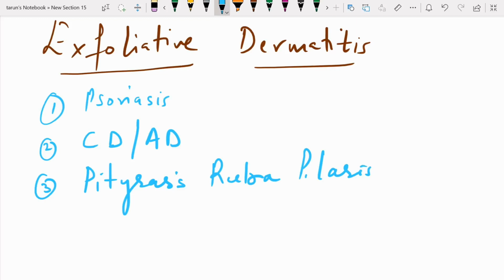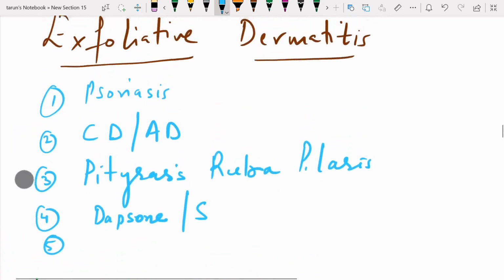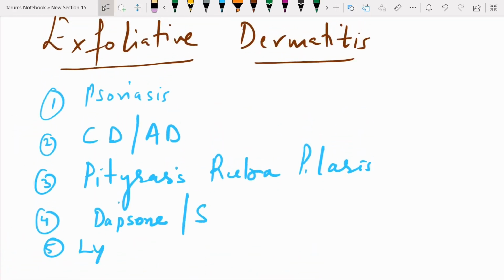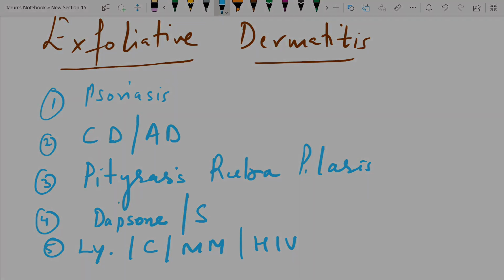Then there are certain other conditions: drugs like dapsone and sulfonamides can also cause it. Then some systemic illnesses like lymphomas can cause it, as well as carcinomas, multiple myeloma, and HIV infection, where you will get exfoliative dermatitis. So this is all for today.